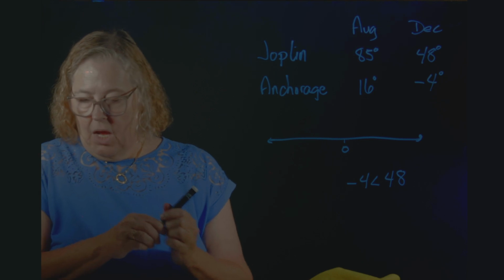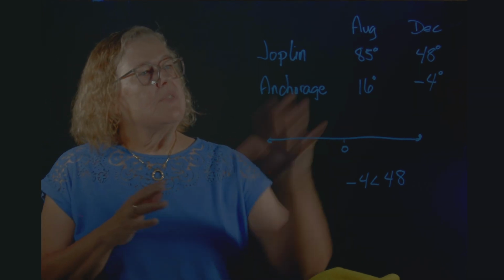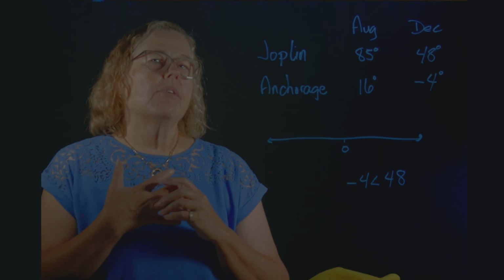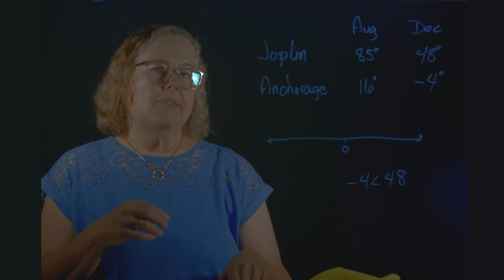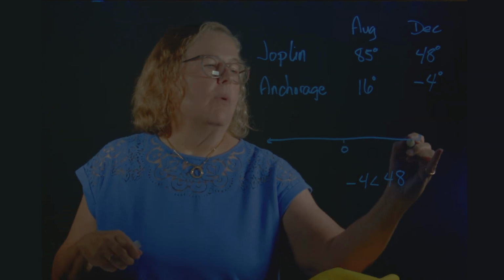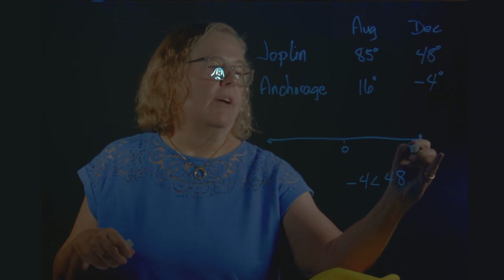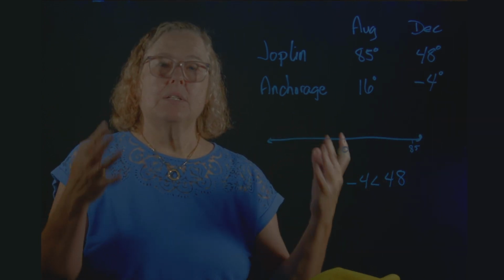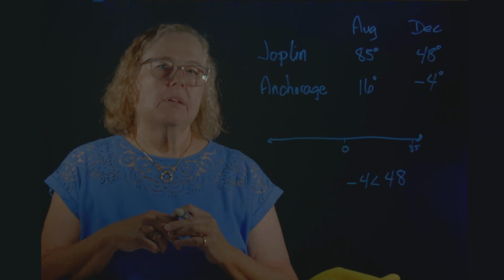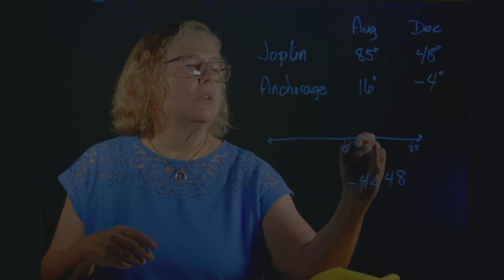All right, so my question is, if I were to graph these numbers on my number line, how far away from 0 would 85 be? Yep, that's right. It would be way over here. It would be 85 units from 0. It has a magnitude of 85. Nice. How far away would 16 be? It would be 16 units away.